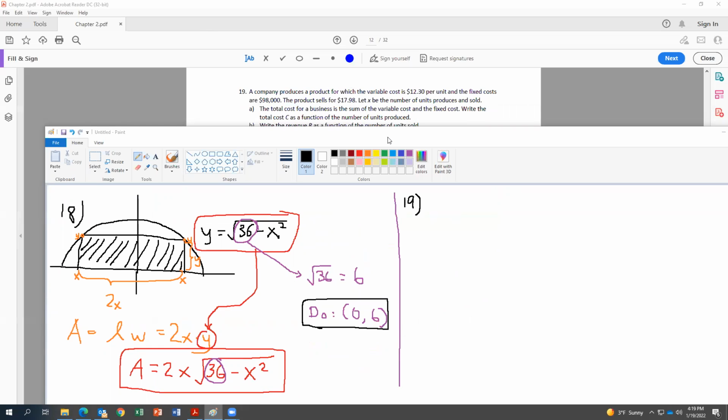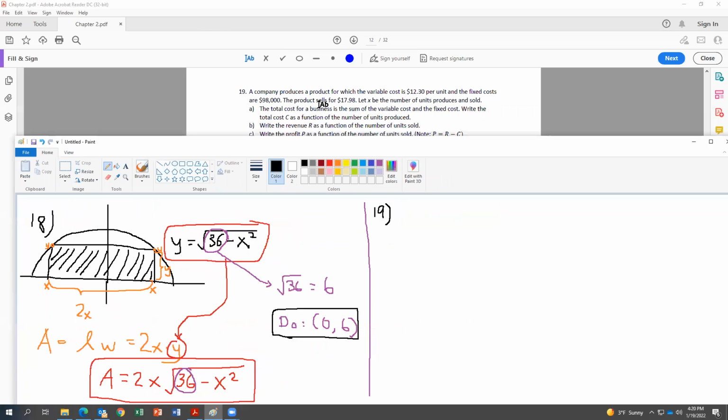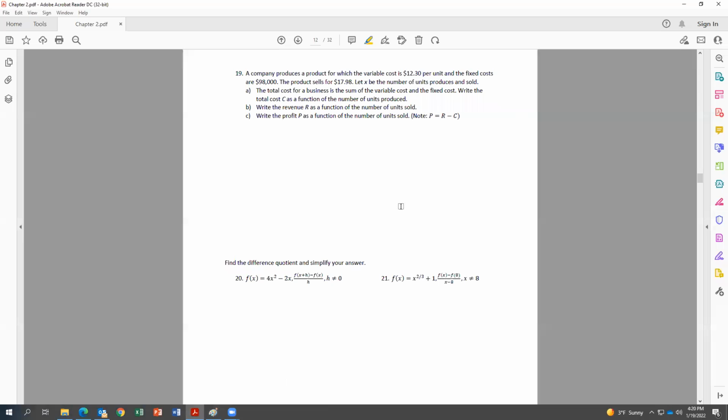Okay. We'll do the last question here, number 19. A company produced a product with a variable cost of $12.30 per unit. So this is a cost. Every time you do this kind of question, if you see the word cost, that means it belongs to the cost function. And when they use the word sell, it is your revenue function.